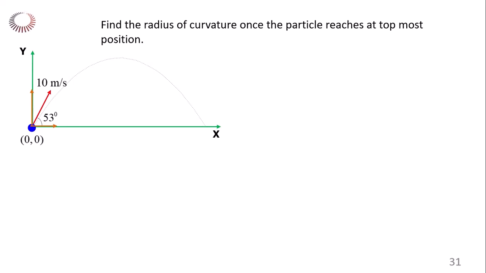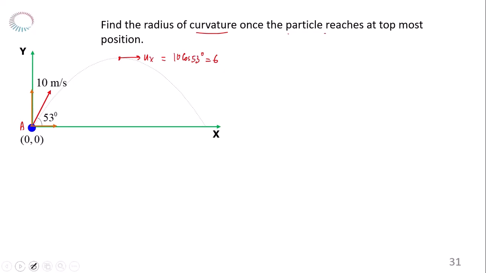Let us say the projectile is thrown from a point A, and you are asked to calculate the radius of curvature once the particle reaches the topmost point, that is at this point. Once the particle reaches that point, only the velocity ux remains, no uy component. And what is ux? 10 cos 53. That means it is 6. So at the topmost point, the particle has only velocity along the x direction. No y component of velocity is there.